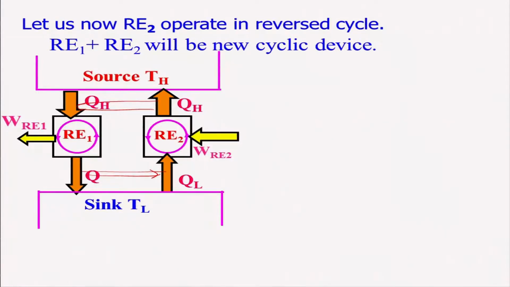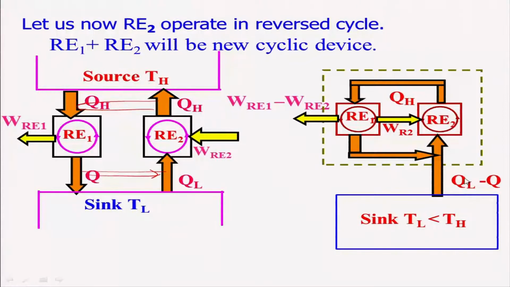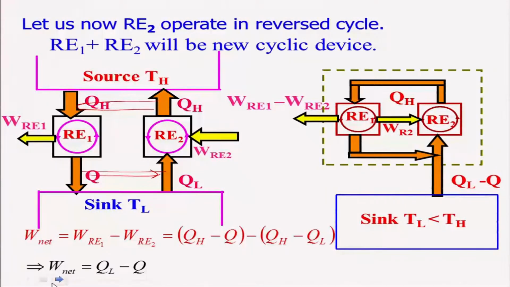So, we can say that the reversible engine 1 and the reversible refrigeration system will basically be a new cyclic device. Then, if you look at it, it is absorbing QL minus Q amount of heat from the sink and doing a certain amount of work, that is WRE1 minus WRE2. That means whatever heat is being taken from this sink is being converted to work by this combined cycle, which violates the second law of thermodynamics, right.